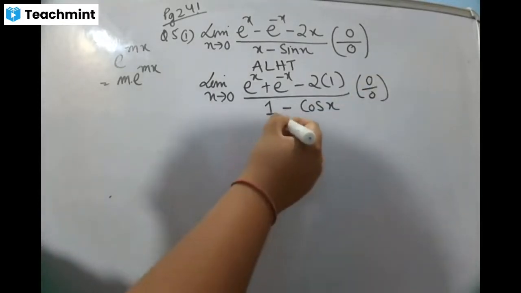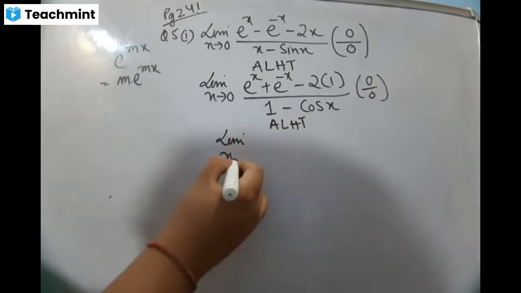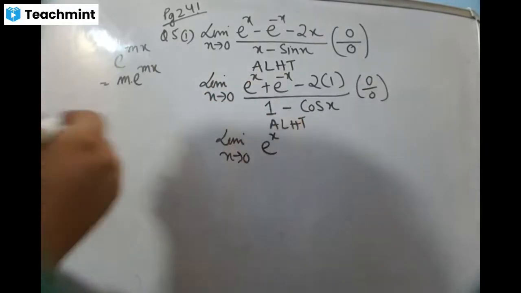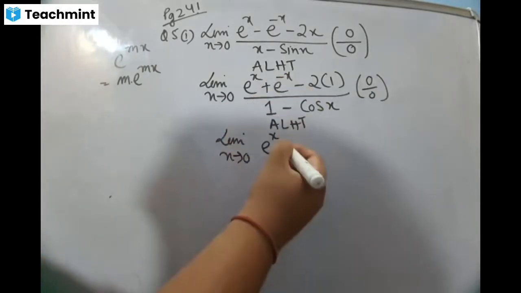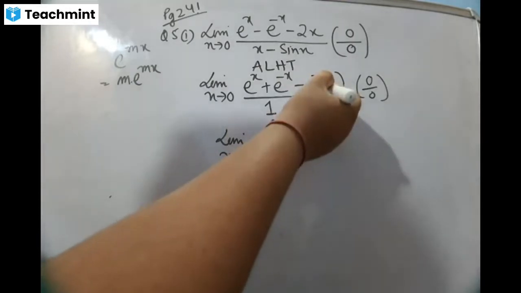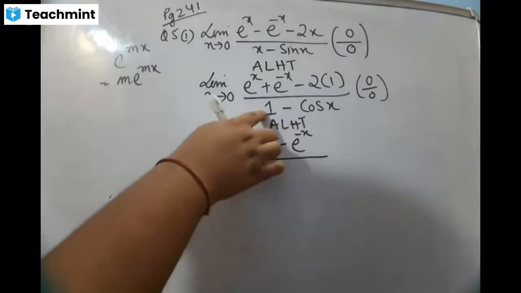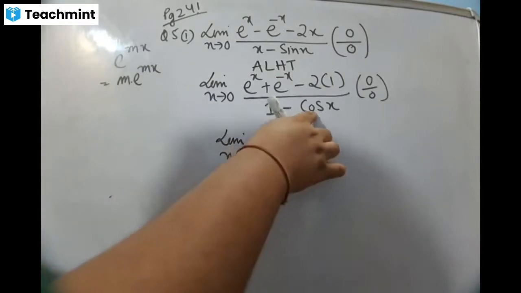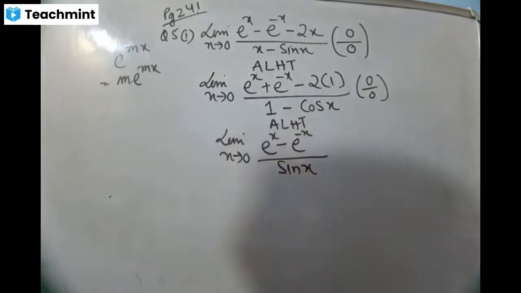So I need to apply L'Hospital's theorem again. So when you apply L'Hospital's theorem again, what do you get? Derivative of e to the power x is e to the power x. What is going to happen to this minus sign? Minus sign comes in front. So you get minus e to the power minus x, and derivative of 2 is a constant, so 0. Derivative of 1, 0. Derivative of cos x is minus sin x. So minus into minus is plus sin x. So we got this. This is the simplified form.